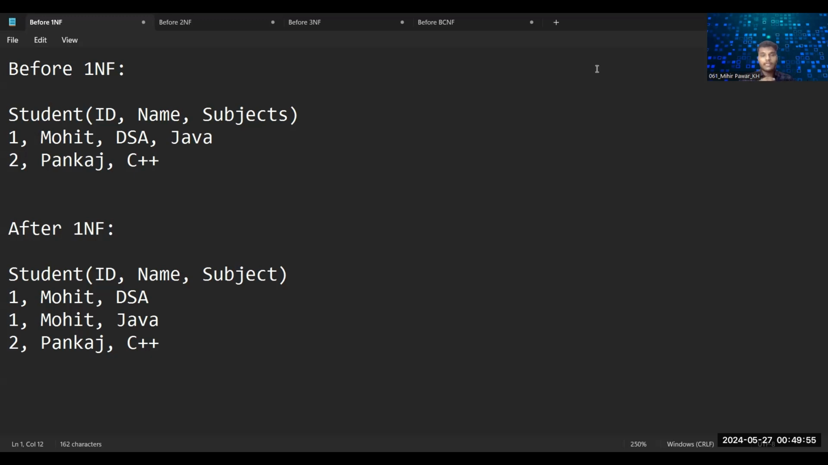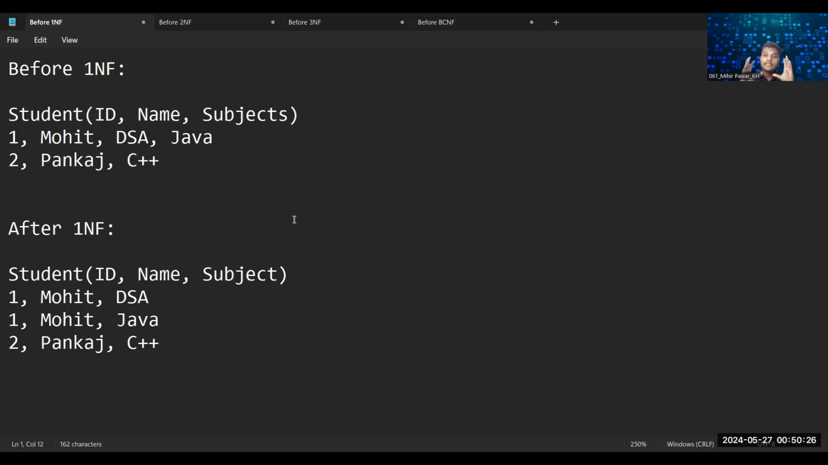For that, we will take an example. Here you have a list of students and the subjects they study, but this is in a disorganized format. How? Mohit has enrolled for the subjects DSA as well as Java, and here the subject column contains multiple values, which is not allowed in first normal form. To convert this into first normal form, we ensure that each subject is in a separate row, like in the second table we can see here.